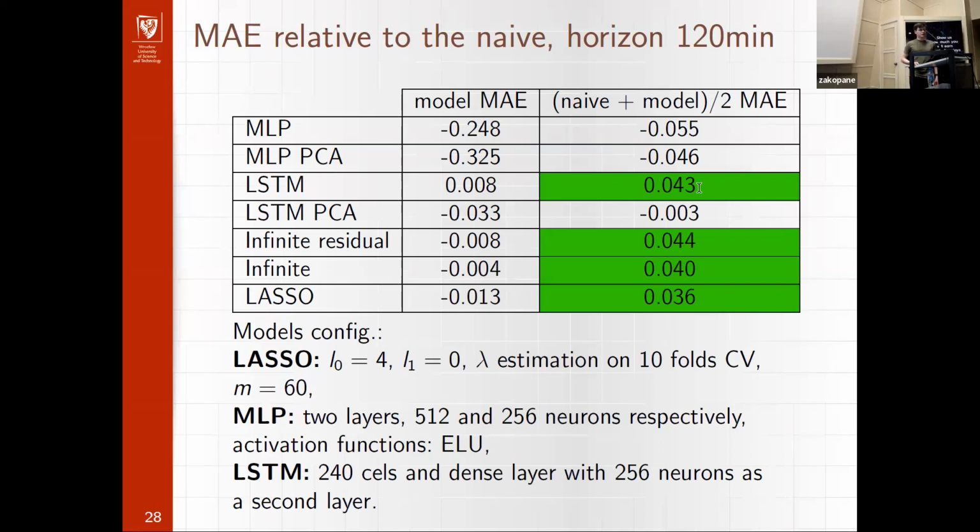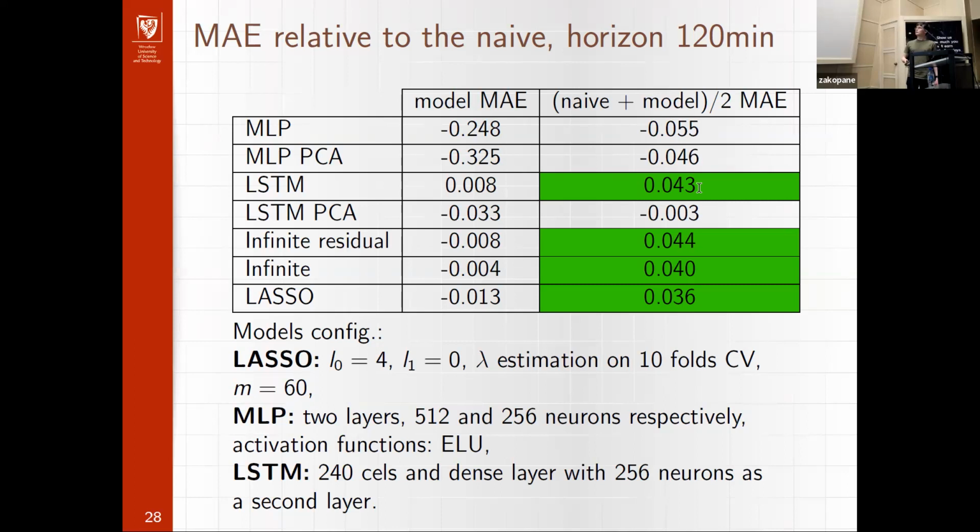And here are the results using those models. As you can see in the left column, the model is always respectively worse than the naive, taking just the last known price on the horizon of 120 minutes. But if you take the average of naive and our model, for part of the models we get significantly better results. And that's something that is very promising to us, especially for the infinite residual neural network. Residual neural network means that we are skipping some connections and just putting the same input that was before them.